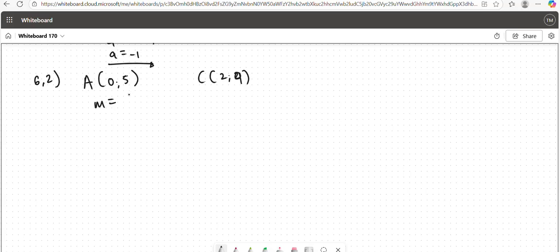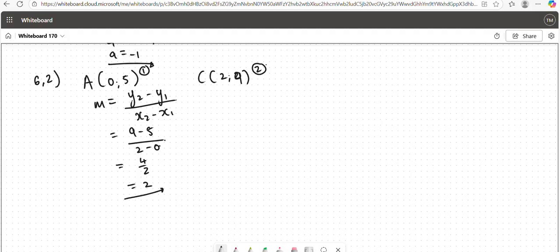So gradient, remember, is y2 minus y1 over x2 minus x1. And then if I'm calling this number 1 and this number 2, then my y2 minus y1 is 9 minus 5, and the other one is 2 minus 0. That will give me a 4 over 2, and that is just 2. So my average gradient is 2.